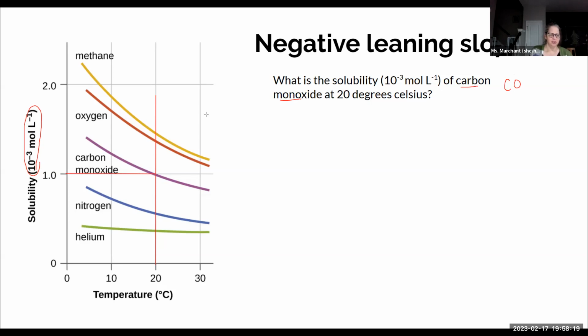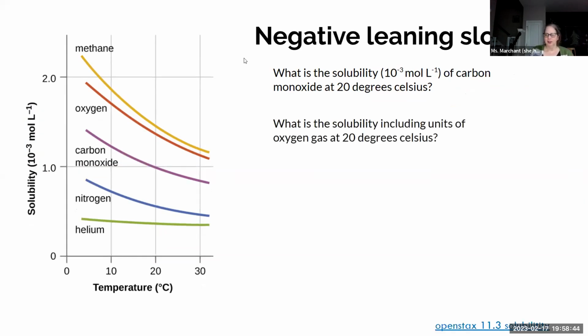And we're going to go over to the left this time. So we're not dropping down, we're going up and then to the left. And that's our solubility of 1.0. Don't have to do anything else to that because they wanted the units to stay what the graph was. At 20 degrees, that intersection with the carbon monoxide graph is a 1. Okay, what is the solubility, including units, of oxygen gas at 20 degrees?